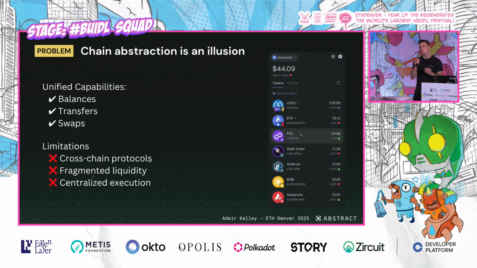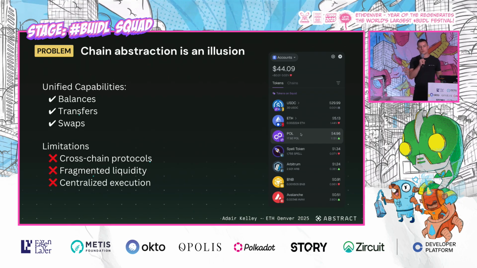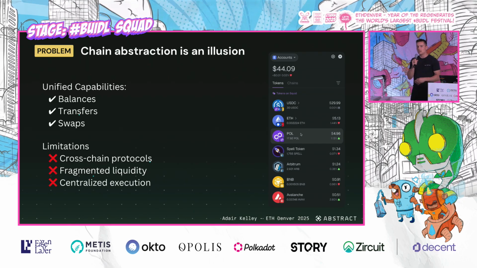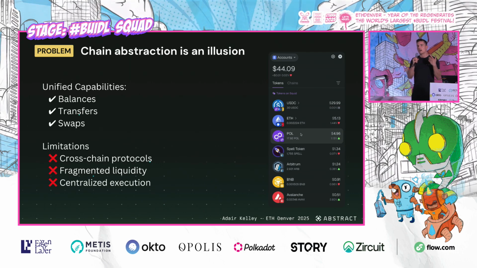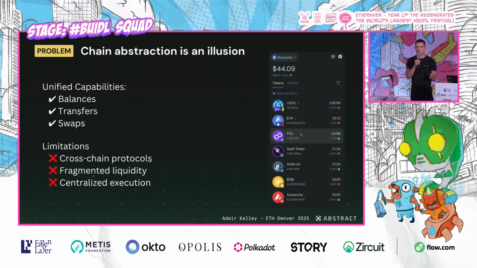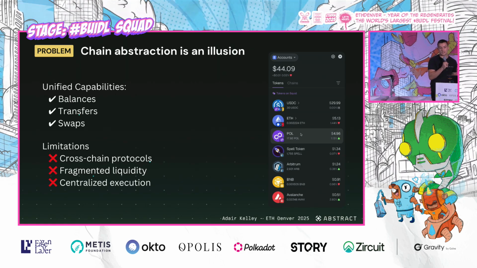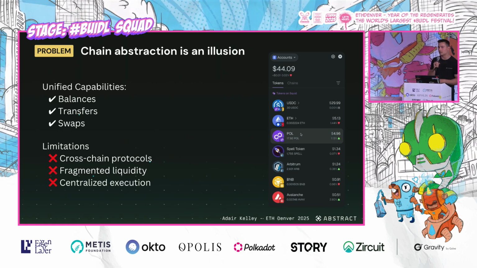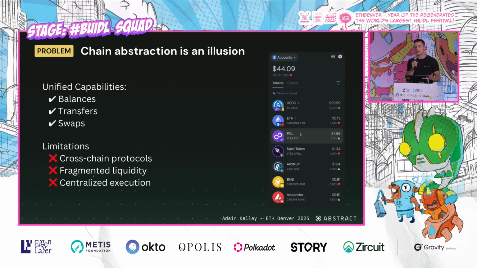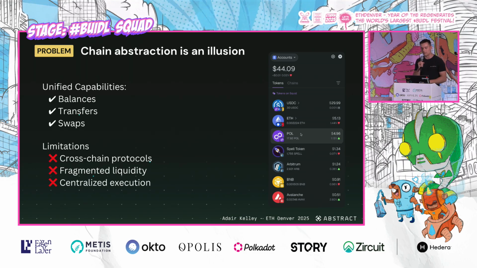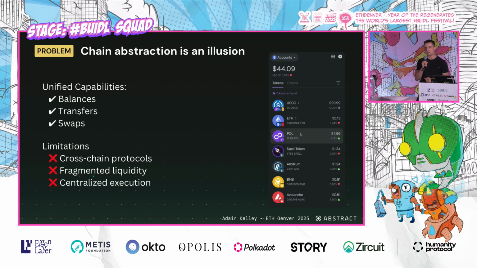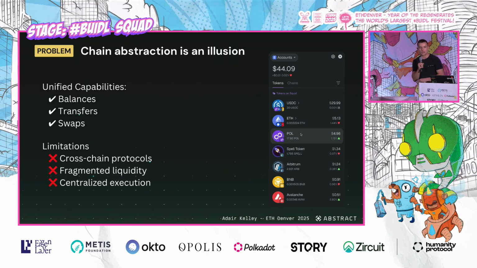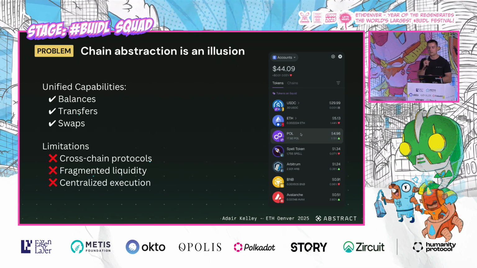So chain abstraction solves a problem that most crypto users have been experiencing for years. The fact that you have to get gas tokens for every new chain, you have to actually care about which chain your assets are on. Is my USDC on Polygon, or is it on ETH, or on Optimism? Same with any other token. It's quite cumbersome. And in the past year, we've seen a number of chain abstraction solutions like Particle Network and OneBalance and all of these wallets that unify this experience.